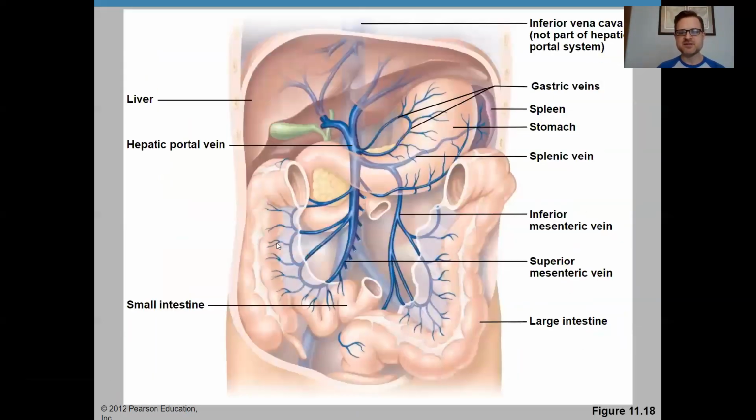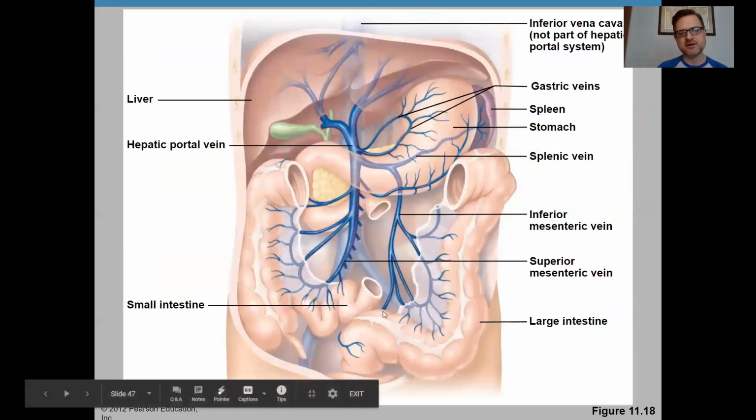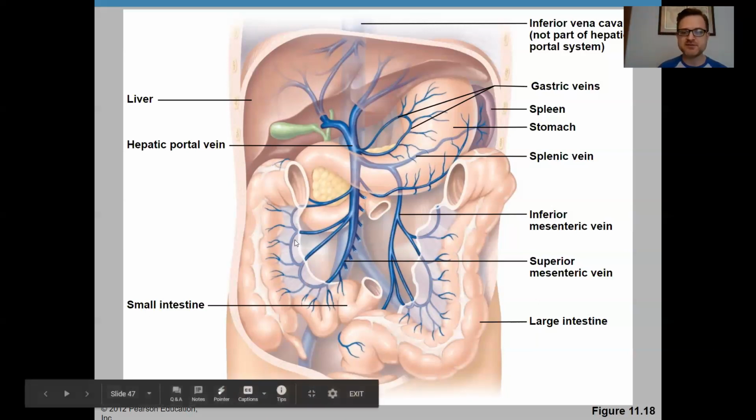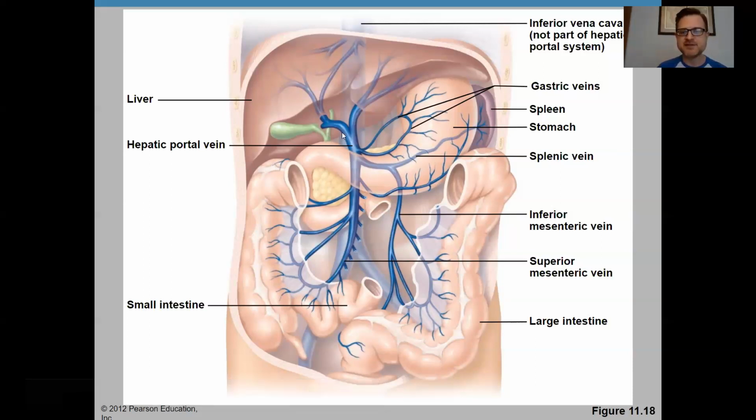So let's look at this diagram first. This is showing veins, and in this case, blood's flowing up this diagram. It's flowing up from your digestive organs, your intestine, your stomach. This is your liver. The hepatic portal vein is this one right here. So after the blood leaves your digestive organs, it then goes into your liver, right?